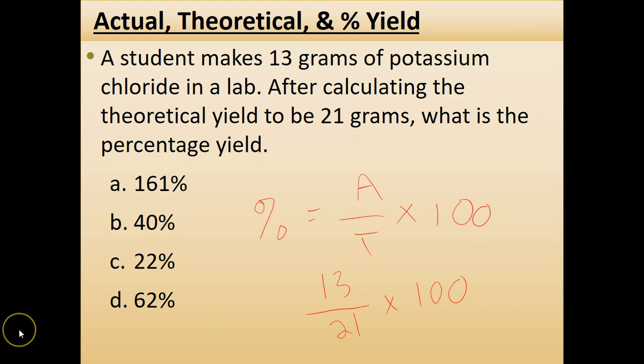So what we're going to do is go in our calculator and we're going to do 13 divided by 21 and then multiply that by 100. And that's going to be our percent yield. And that's going to be 62%.